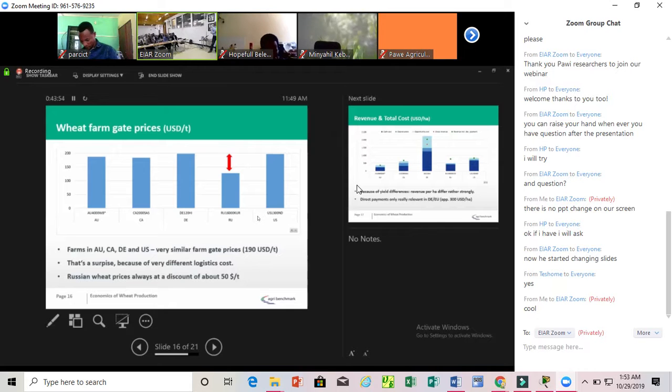So all these farms have roughly $190 US. The Russian farm is much cheaper. Sorry, it has much lower prices. That is a particularity in wheat. If I would have presented something on corn or on rapeseed, that wouldn't be the case.